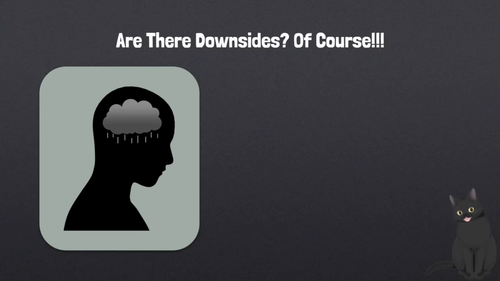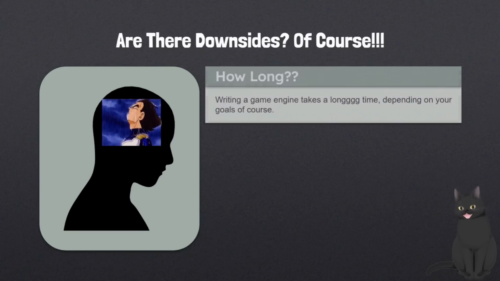Now let's get into the downsides. Are there downsides? Of course there are. I think the first biggest downside everyone talks about, and it's definitely valid, is that writing a game engine takes a long time. Of course, it depends on your goals, but if you directly compare someone who made an engine and then made a game versus someone who used an existing engine and then made a game, that second person will always go faster, right? Of course, there are nuances, but generally speaking, if you're trying to just make a game, just use an engine. They're there for a reason.